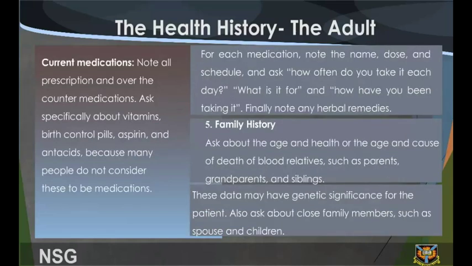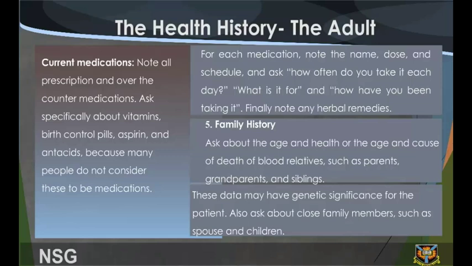Current medications. Note all prescription and over-the-counter medications. Ask specifically about vitamins, birth control pills, aspirin, and antacids, because many people do not consider these to be medications. For each medication, note the name, dose, and schedule, and ask, how often do you take it each day? What is it for, and how have you been taking it? Finally, note any herbal remedies.